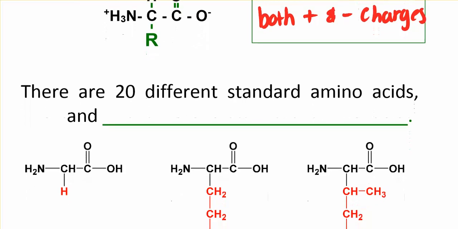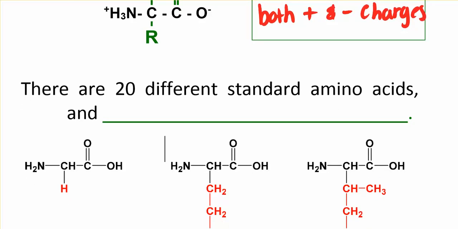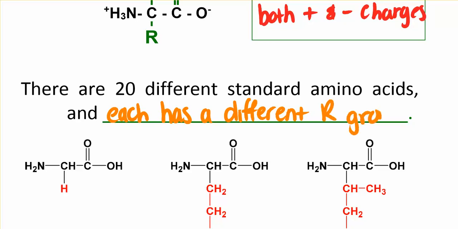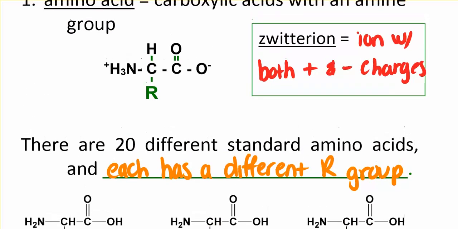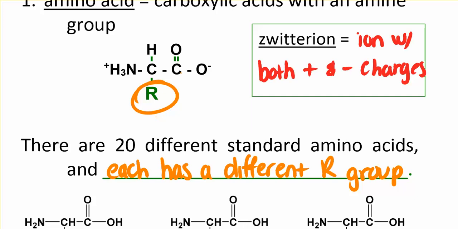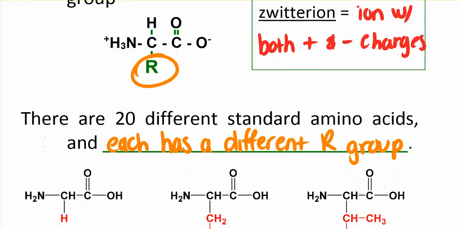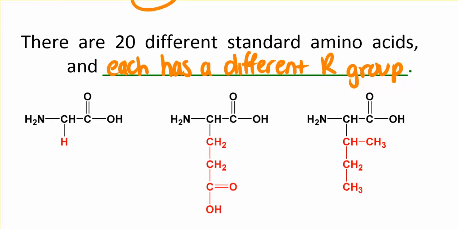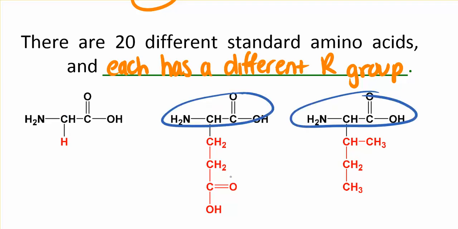Okay, so there are lots of different amino acids, and we say that there are 20 standard amino acids that our DNA codes for, and each has a different R group. That's what makes them different. So I'm talking about this R group here. The top part is the same on all of them. So if you look at these, they all have this part in black the same. It's the red part that's different. The red part is the R group.